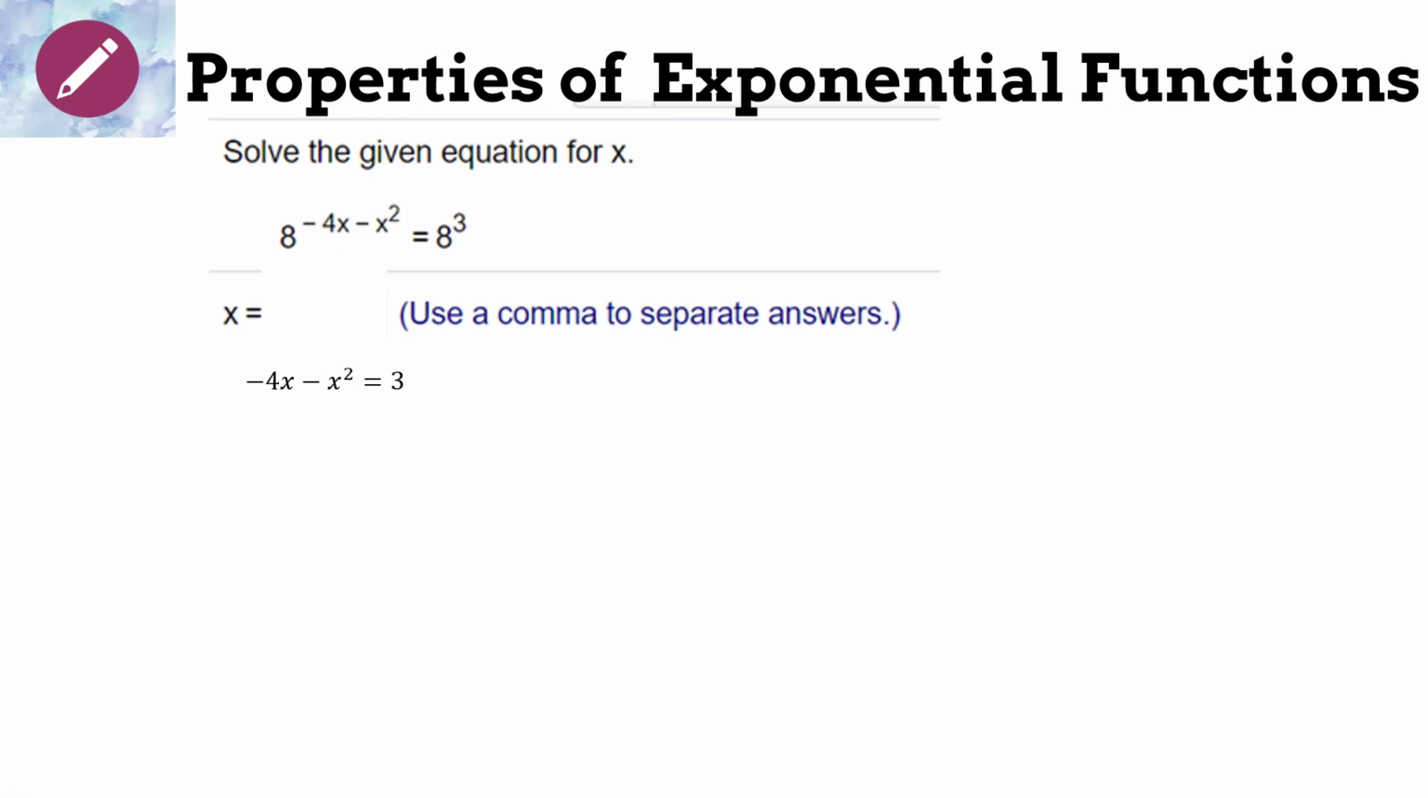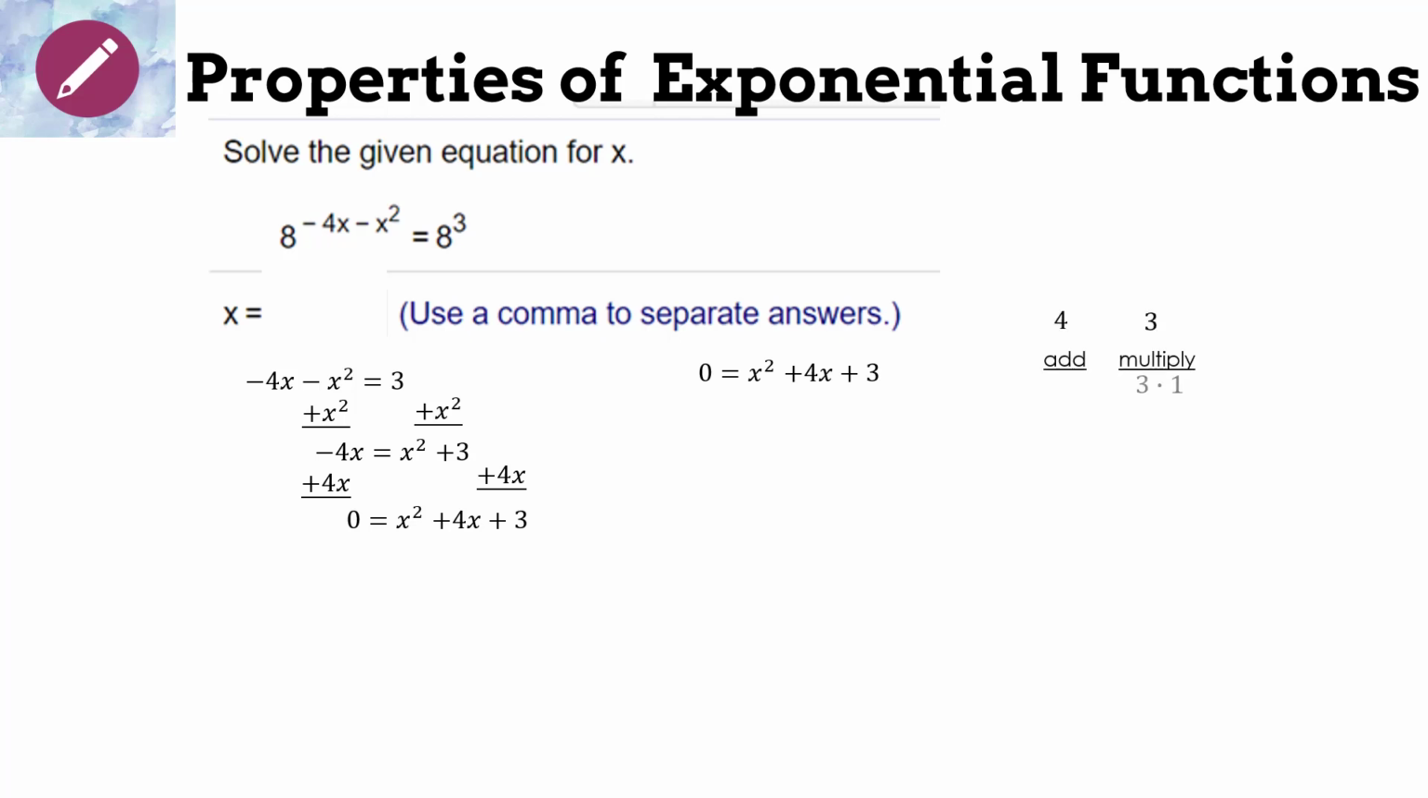Anytime we have an x squared, we know we're going to have to factor, and we really like the x squared to be positive. I'm going to add x squared to both sides, and then I'm going to add 4x. That gives us 0 equals x squared plus 4x plus 3. Perfect for us to factor. To factor this one, I have to think of two numbers that multiply to 3 that also add to 4. For this one, 3 times 1 is 3, and 3 plus 1 is 4. This gives me what I like to call my magic numbers. It's going to factor into x plus 3 times x plus 1.